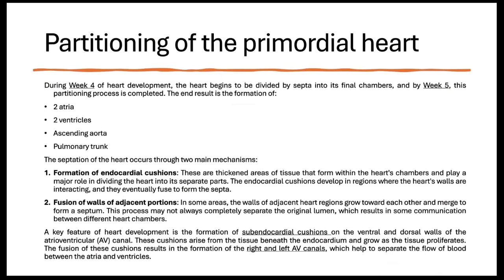Lastly, there is a really important structure which is needed for the septa to form, which is called the subendocardial cushions. And this arises on the ventral and the dorsal walls of the atrioventricular canal. And they arise because of the endocardium, which is located below them. And as the endocardium grows and proliferates more, this gives rise to the subendocardial cushions. And these subendocardial cushions are really important for the formation of the left and the right atrioventricular canals, and they separate both of the atria and the ventricles from each other.